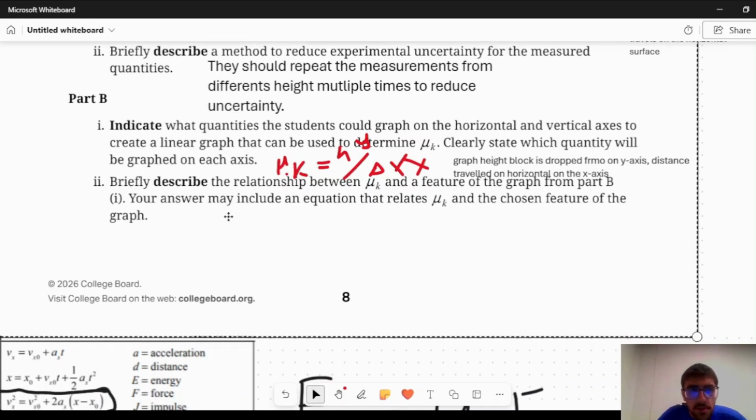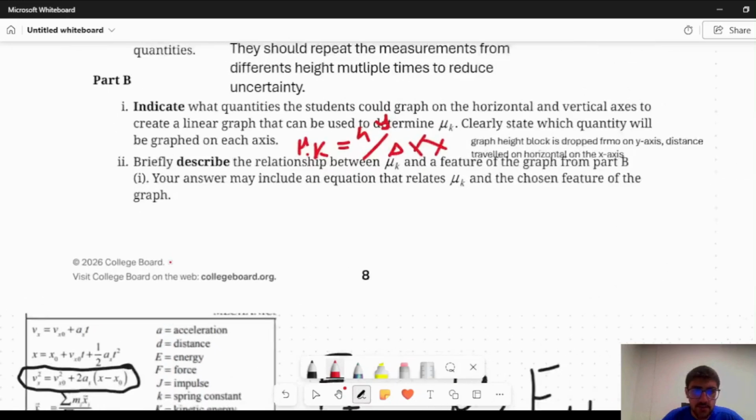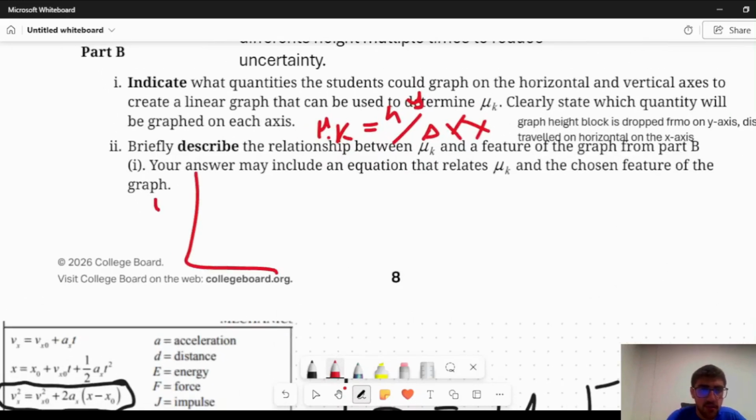Part 2. Briefly describe the relationship between mu k and a feature of the graph from part B. Your answer may include an equation that relates mu k and the chosen feature of your graph. So it can be any feature that we have on the graph. Let's draw our graph real quick to imagine it. Our graph is going to be this, with y here and x here.